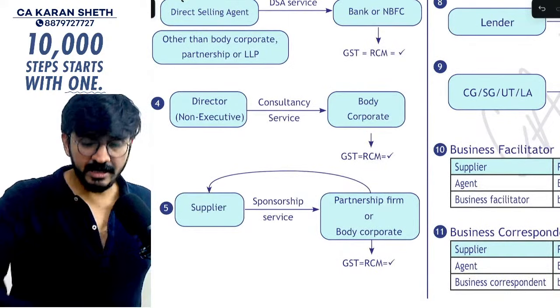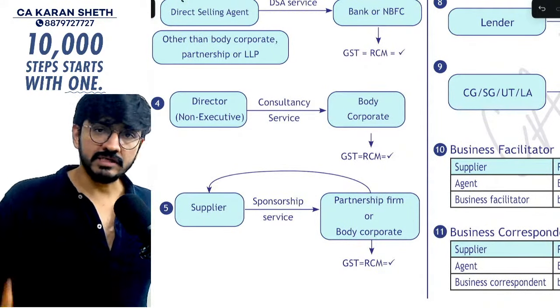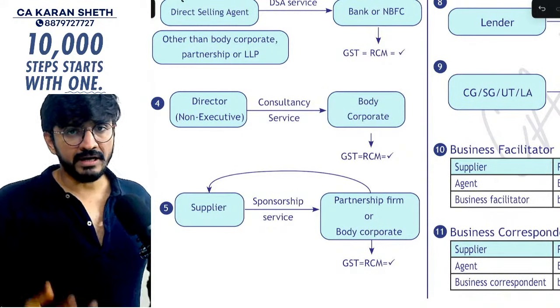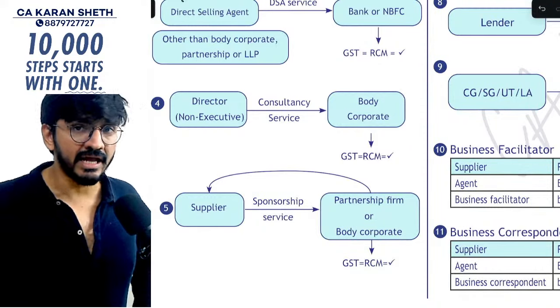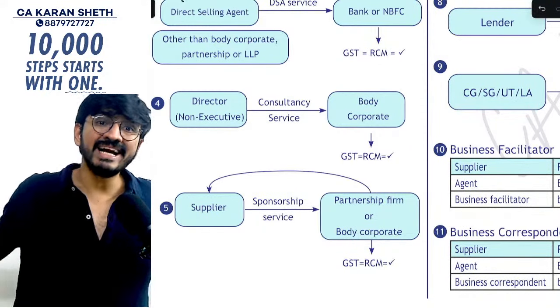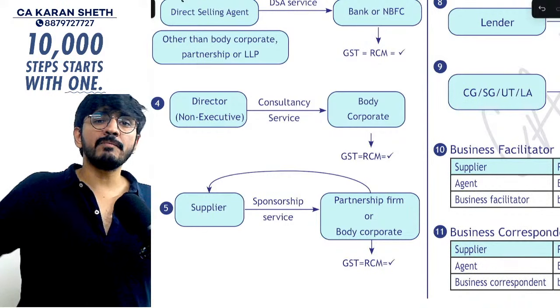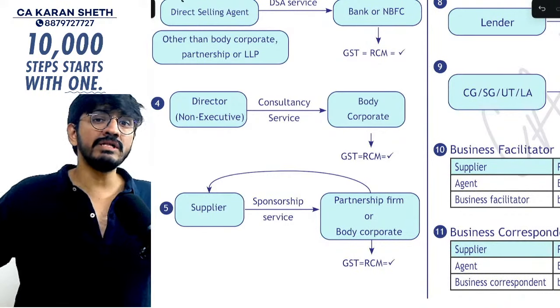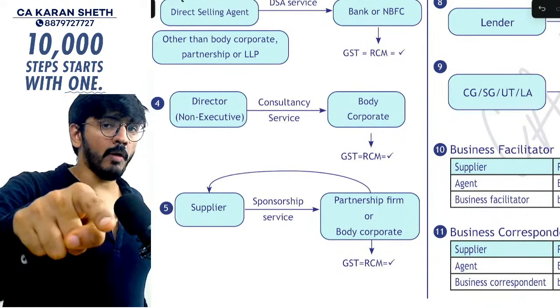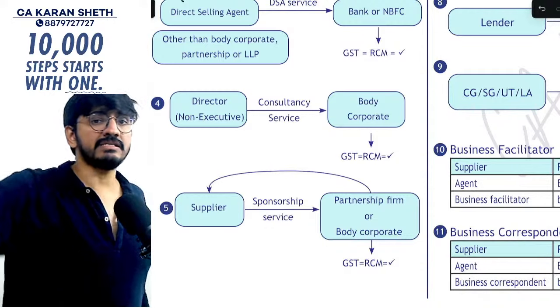Next, director providing service to body corporate. Simple. So there is one body corporate, let's say for example Infosys Limited, and there are 15 directors who are individual in nature. Obviously the government will not bother those 15 individuals. Government will bother the body corporate and ask it to pay taxes per RCM.